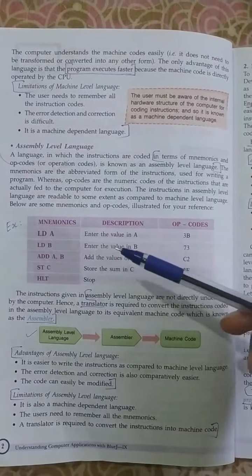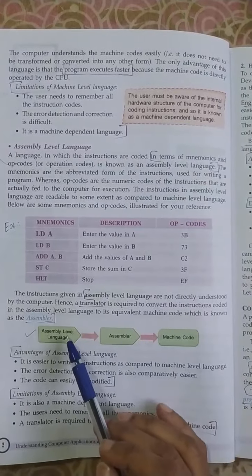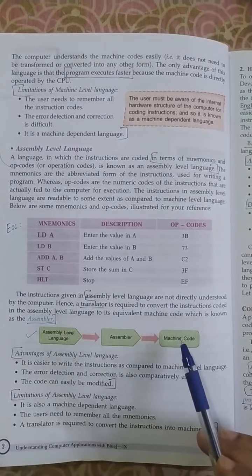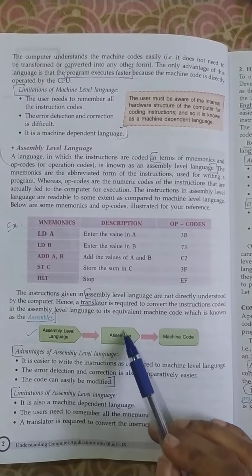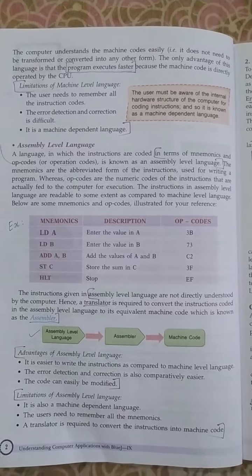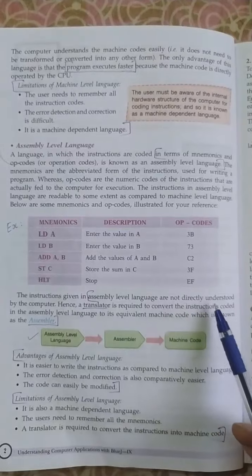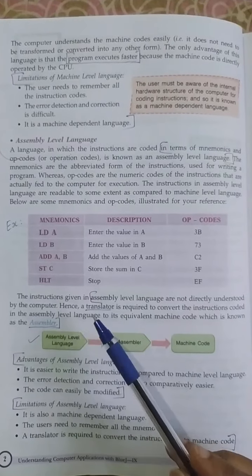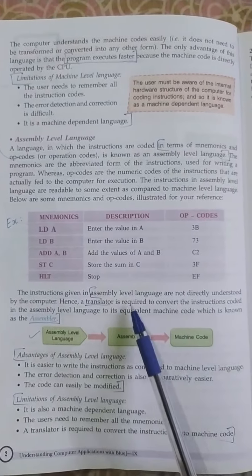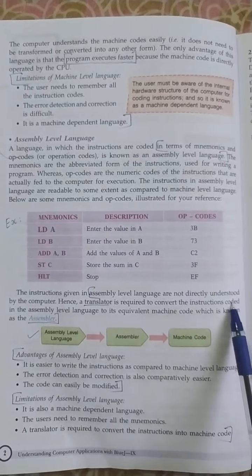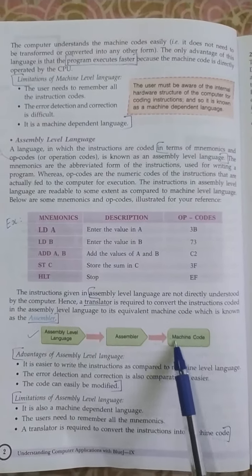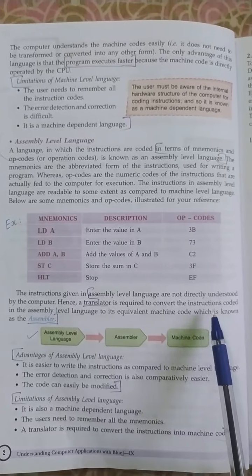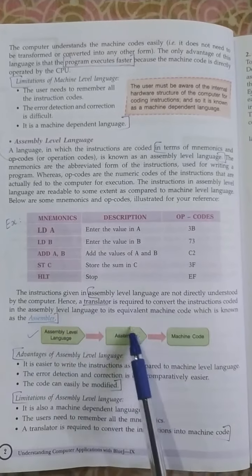No. So for that purpose we need to convert this assembly level language into machine code with the help of a translator called assembler. So this assembly level language is not directly understood by the computer. Hence, a translator is required to convert the instructions coded in the assembly level language to its equivalent machine code. So that translator name is assembler.